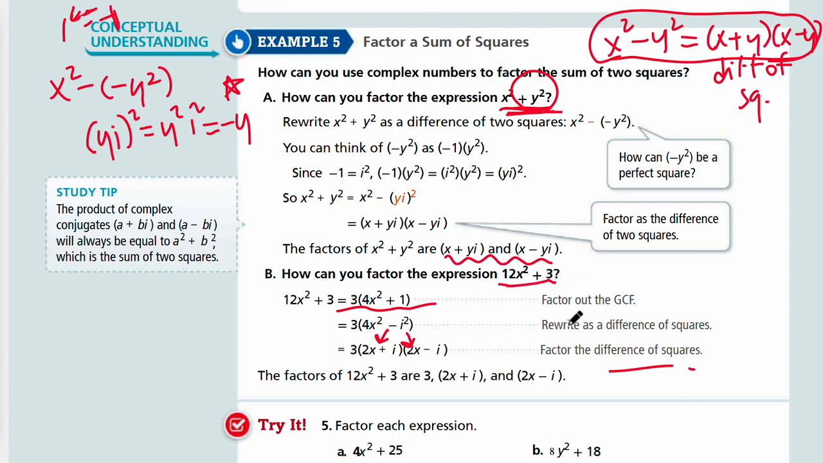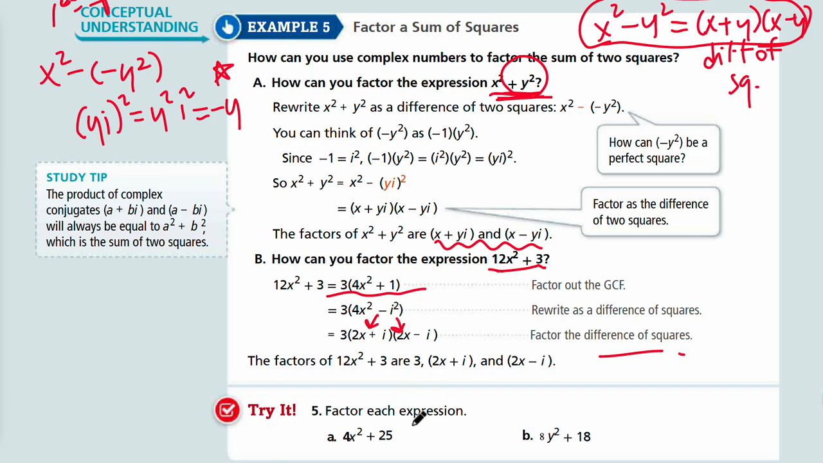So let's look at try number 5. Factor each expression, part A and part B. That should be 8y squared plus 18. I don't know why that 8 is really small. But anyway, pause the video and come back when you're ready for answers. Okay, are you ready?